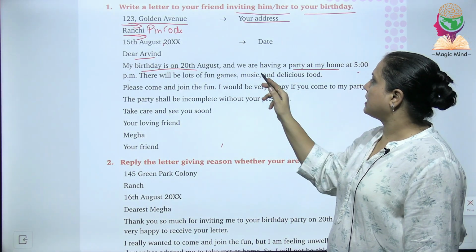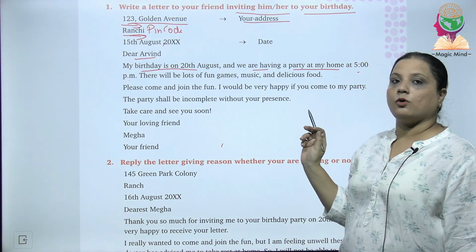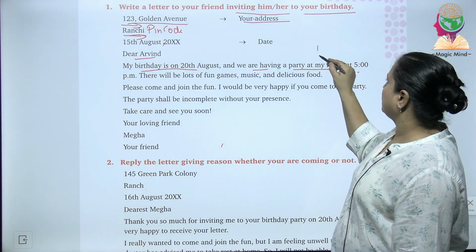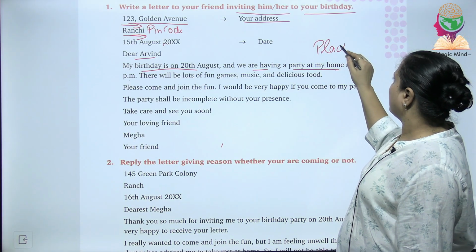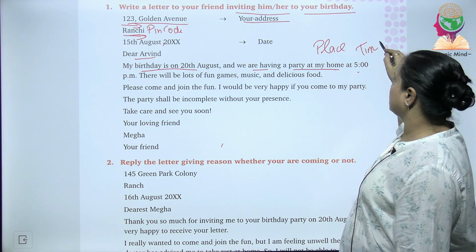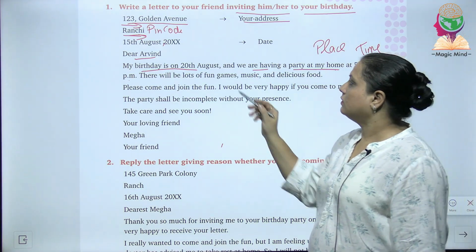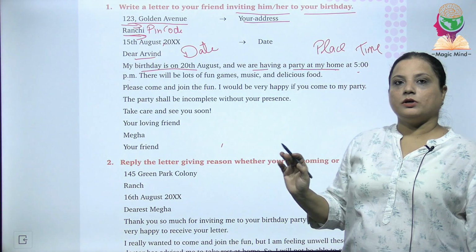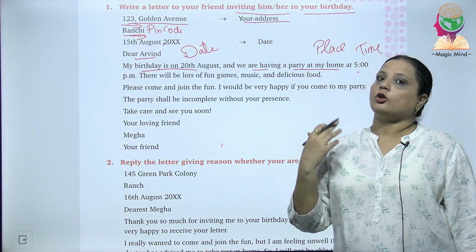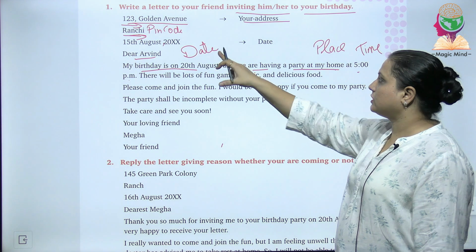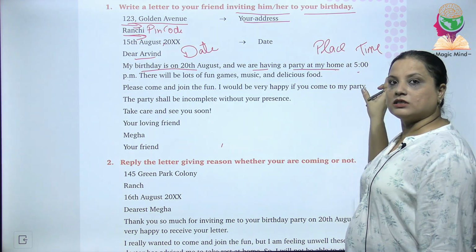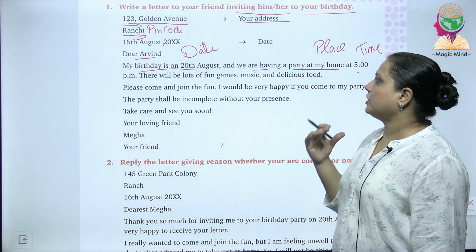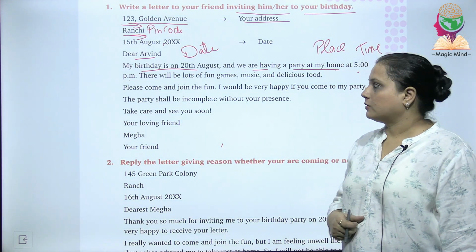Then I am also telling what? I am telling that I am organizing a party where I am telling the place. I am also telling the time and the date. So, since we are inviting the person, we have to first give the knowledge to the person about the date, the venue and the time of the party, on which day it is going to be held.